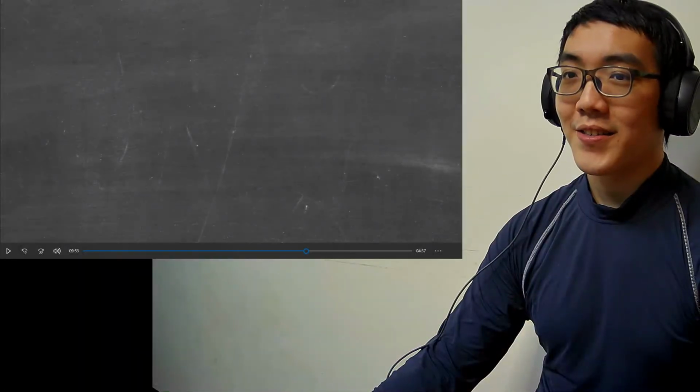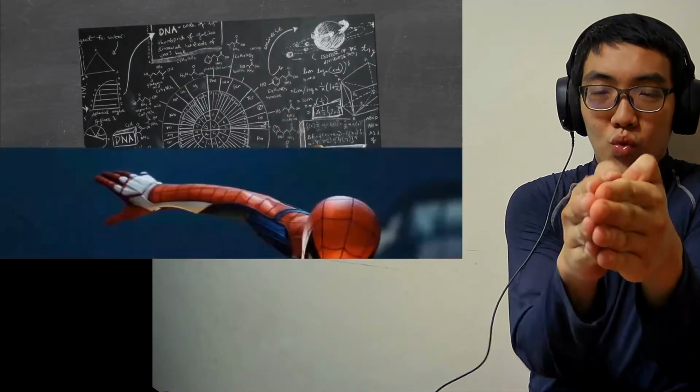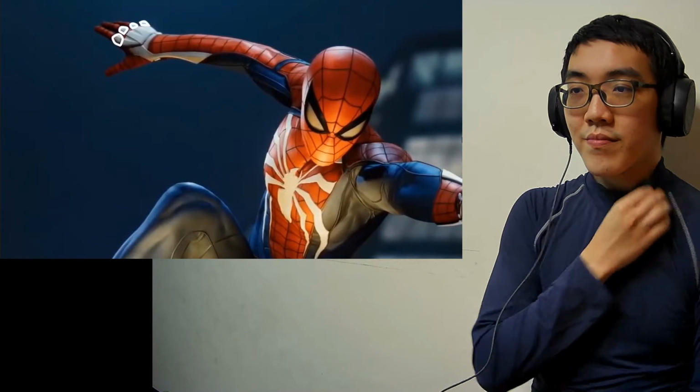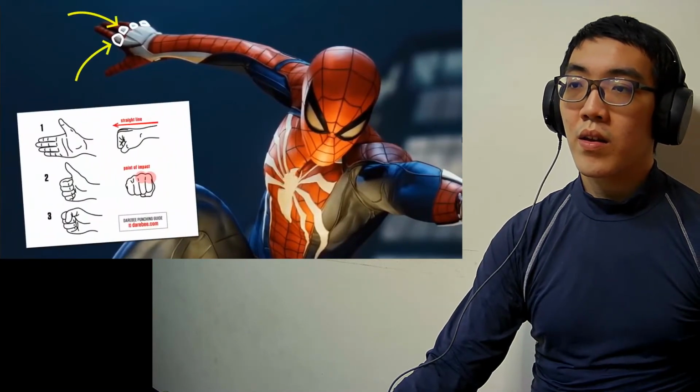This is some 202 scientist math, but by measuring Spidey's knuckle size on the loading screen of the game and knowing that the strike surface of a proper punch is focused on these 2 knuckles.